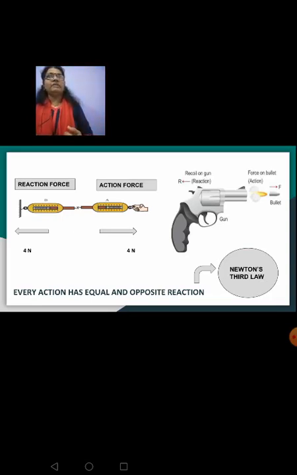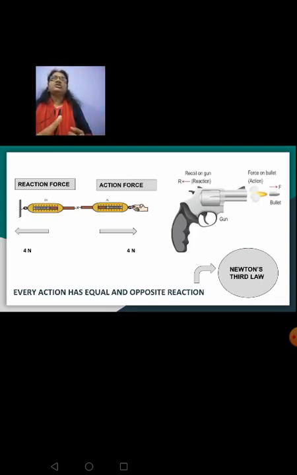Now, in this example, your Newton's second law also plays its role. The fast moving bullet, have you seen when the bullet is fired out of the gun, the bullet will move with a greater speed, but the gun will recoil at a very slow rate. When the acceleration of the bullet is compared, the acceleration shown by the gun when it is recoiling back is very less. Why? Here Newton's second law is applied.